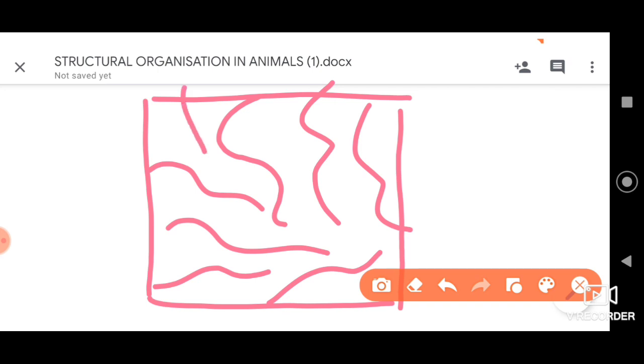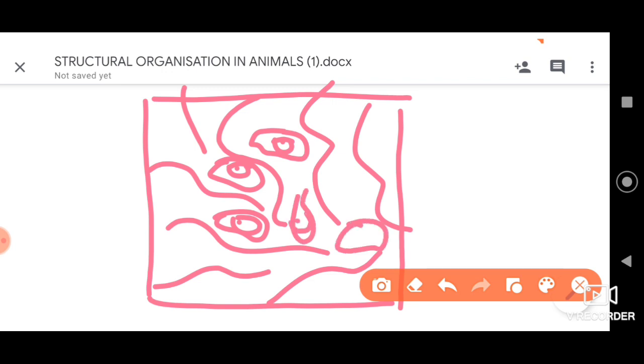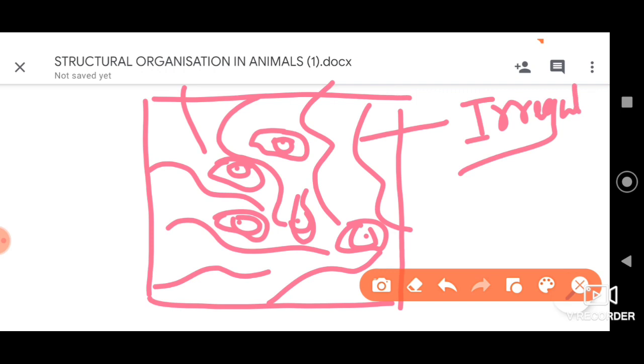All right, and in between this you can find the fibroblast cells. So this is what we can say the dense irregular tissue looks like. These are irregular fibers, and these are fibroblast cells.